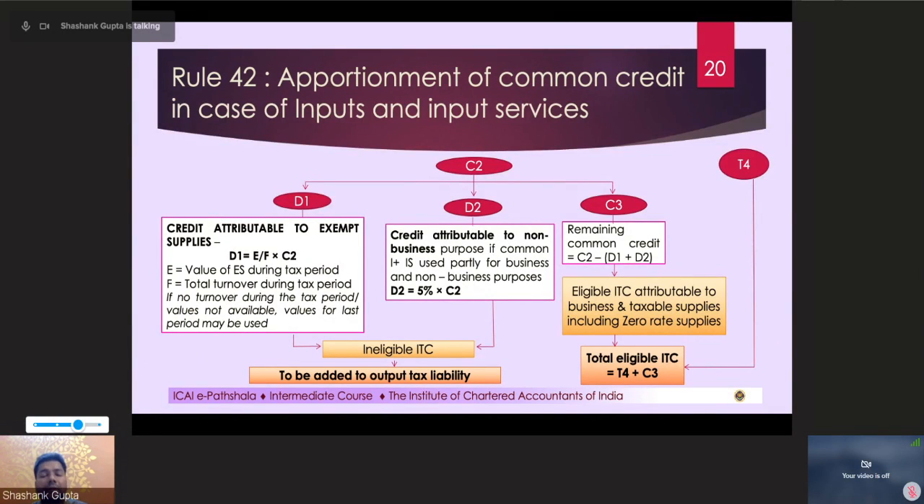And thereafter, post the close of financial year, suppose for 2021, between April 21 and September 21, a final calculation has to be done for the entire year. And basis that calculation, if excess amount has been reversed, then that amount can be reavailed. If under reversal has been done, then the excess amount needs to be reversed along with the applicable interest.